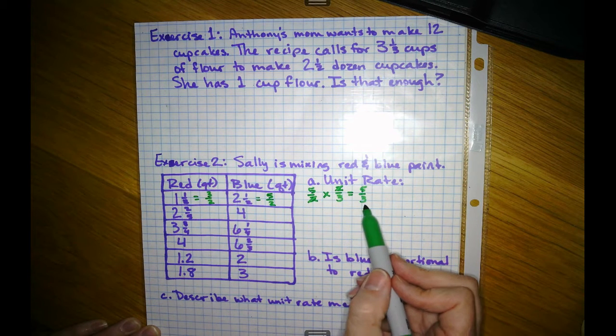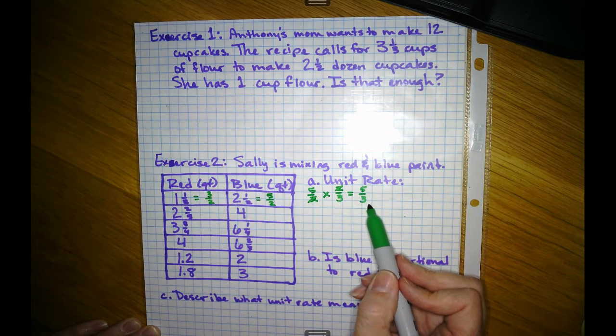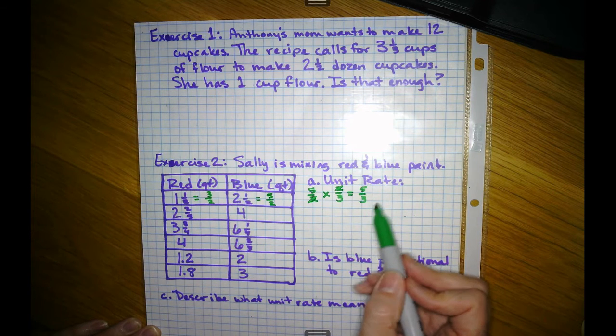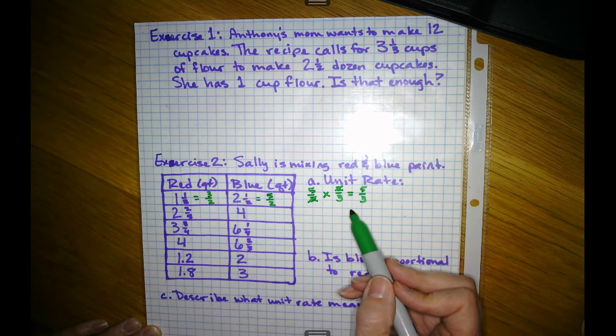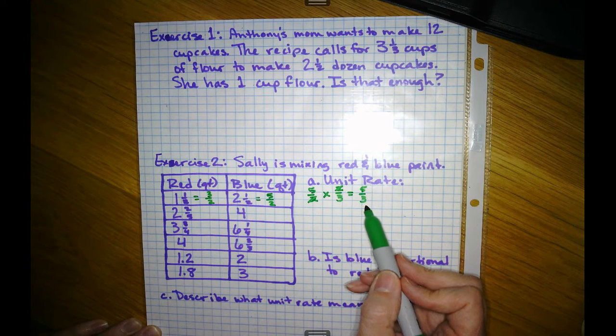And I can leave this in improper fraction form because if I was going to be working with an equation, I would need to multiply or divide again, and I would want to use an improper fraction. So we're going to leave it in that form.